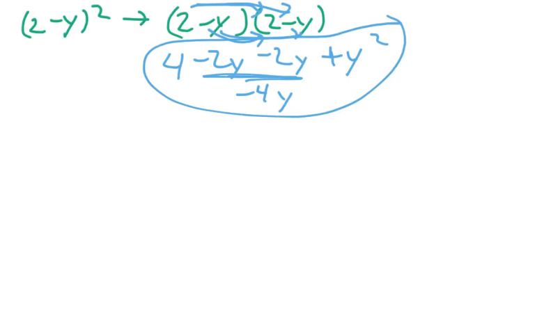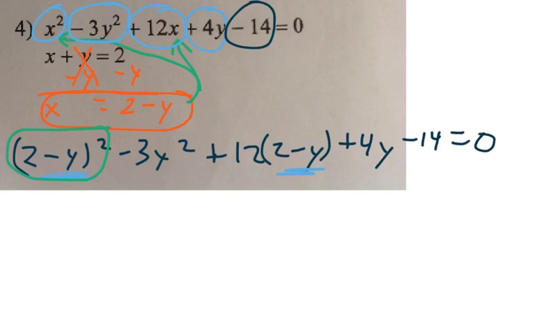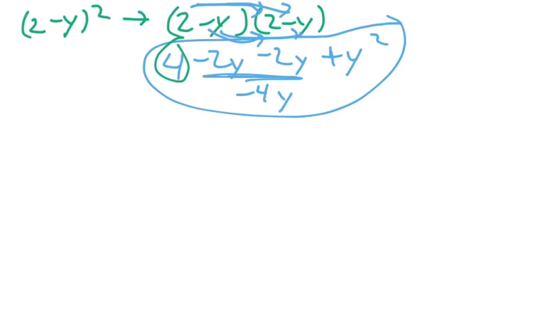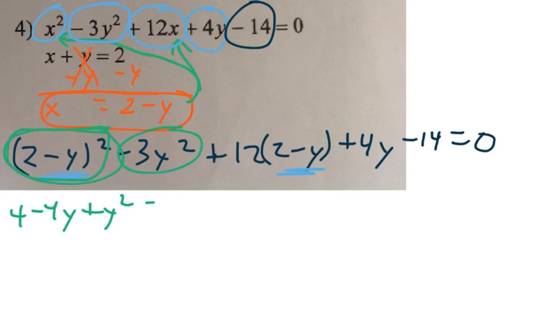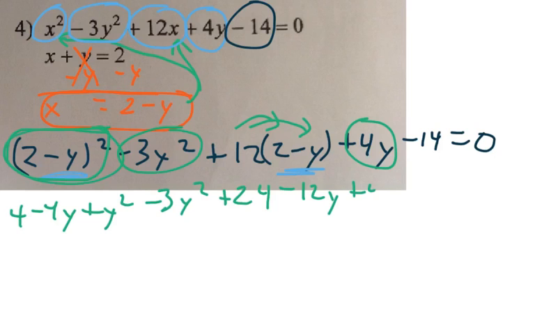So we're going to take this now and plug it into what we've been starting so far. So what I have circled in green right here, hopefully you agree now, is really 4 minus 4y plus y squared. Let's double check that. 4 minus 4y plus y squared. Perfect. We still have a minus 3y squared. Now let's do our distributive property here. 12 times 2 is 24. 12 times minus y is minus 12y. And what's left over here is a 4y. And of course the minus 14 equals 0.